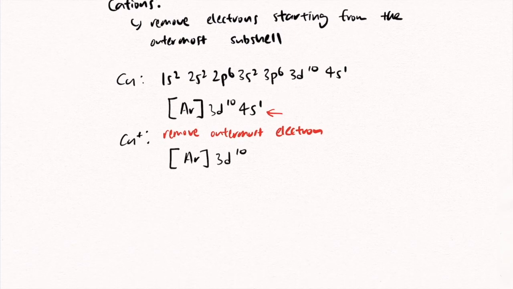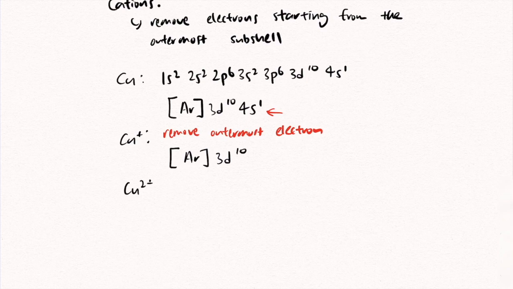Next, if we want the electronic configuration of the Cu2+ ion, we will again remove an electron from the outermost subshell, which is now the 3d10 subshell. This gives us Ar 3d9.